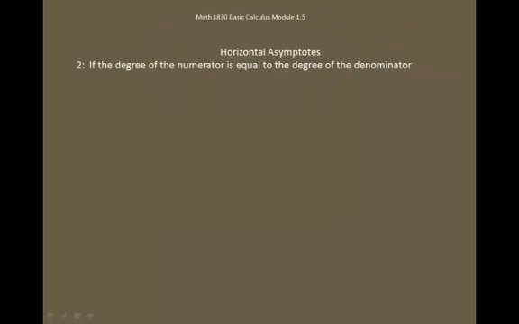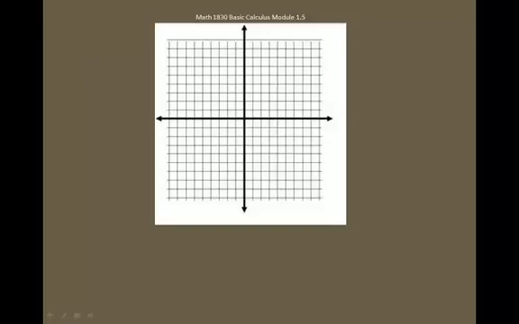Next, let's look at our second example of a horizontal asymptote. If the degree of the numerator is equal to the degree of the denominator. Let's take a look at this example. In the case where the exponent of the numerator is the same as the exponent of the denominator, then we simply take the coefficients, which is 4 over 2. We just simply take these two coefficients, and so we're going to realize that there is a horizontal asymptote at y equals 2.